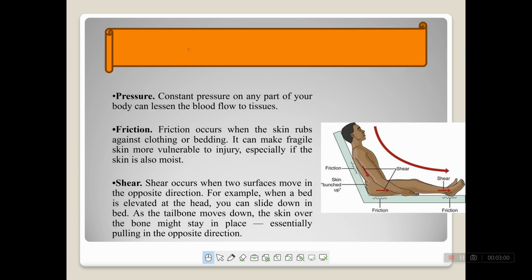Then we have the causes of pressure sore. The first cause is pressure. Constant pressure on any part of the body may lead to decreased blood flow. This is a cause of the bed sore. Then the second point is friction. Friction occurs when the skin rubs against clothing or bedding, so it may also be a factor which may cause a bed sore.